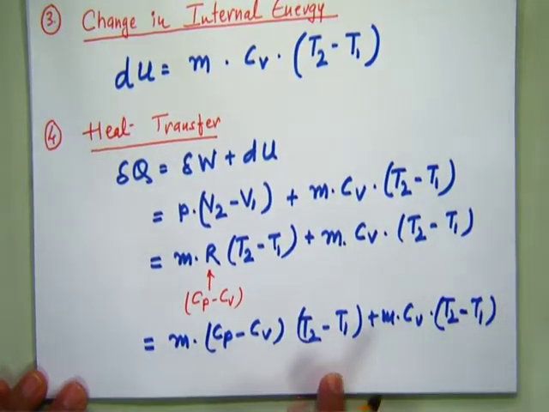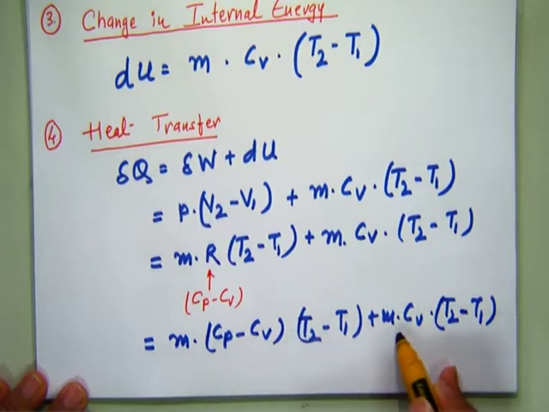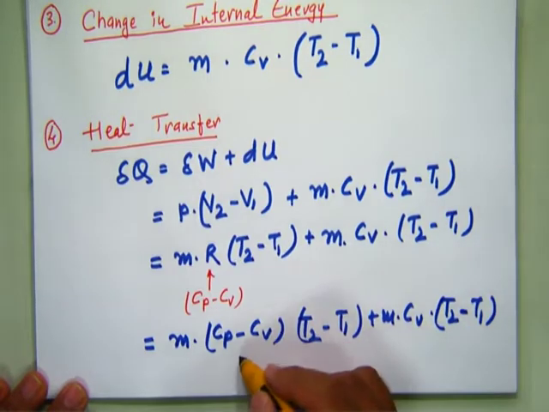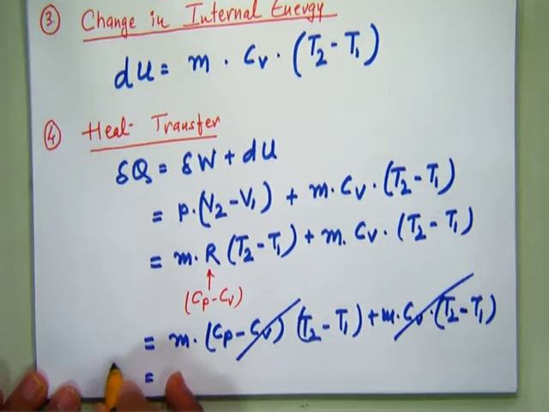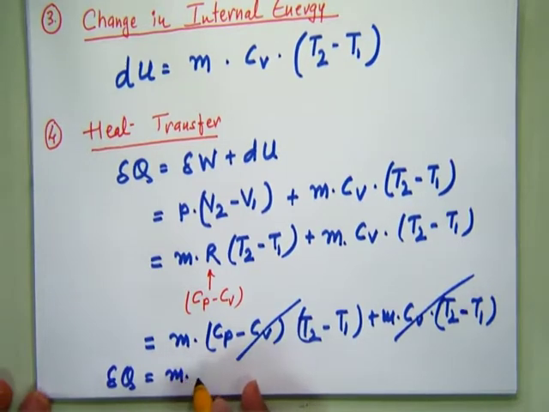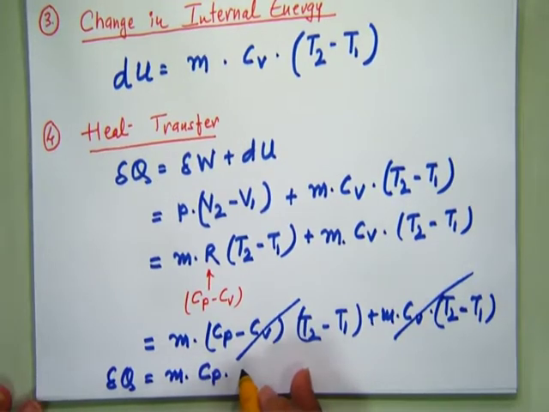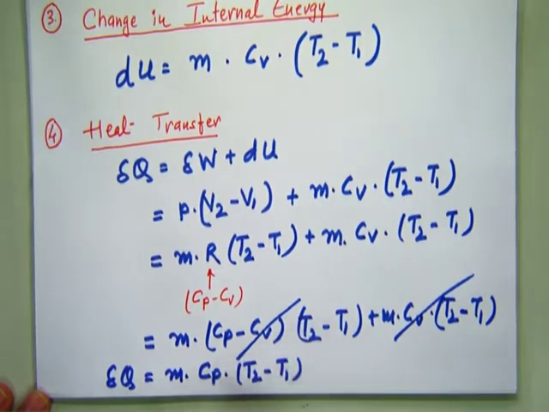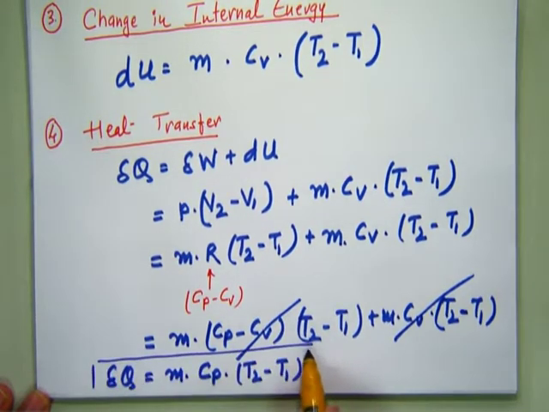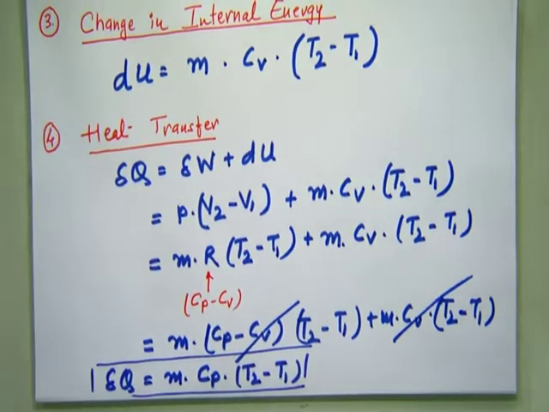If we open this, Cp minus Cv, T2 minus T1, M, and here plus M Cv (T2 minus T1) will be cancelled out with this one. The only thing left is the change in heat transfer. The change in heat is equal to M into Cp into (T2 minus T1). This is the change in heat transfer.